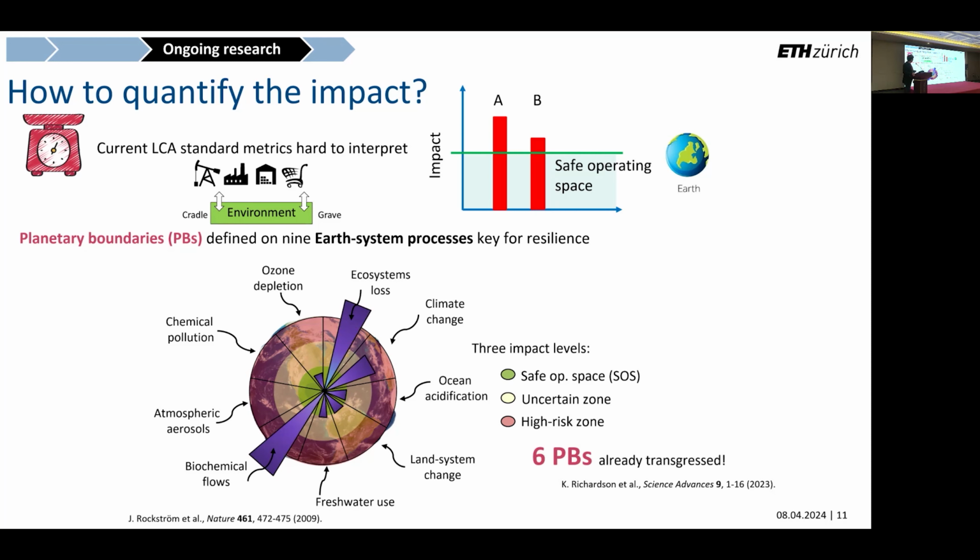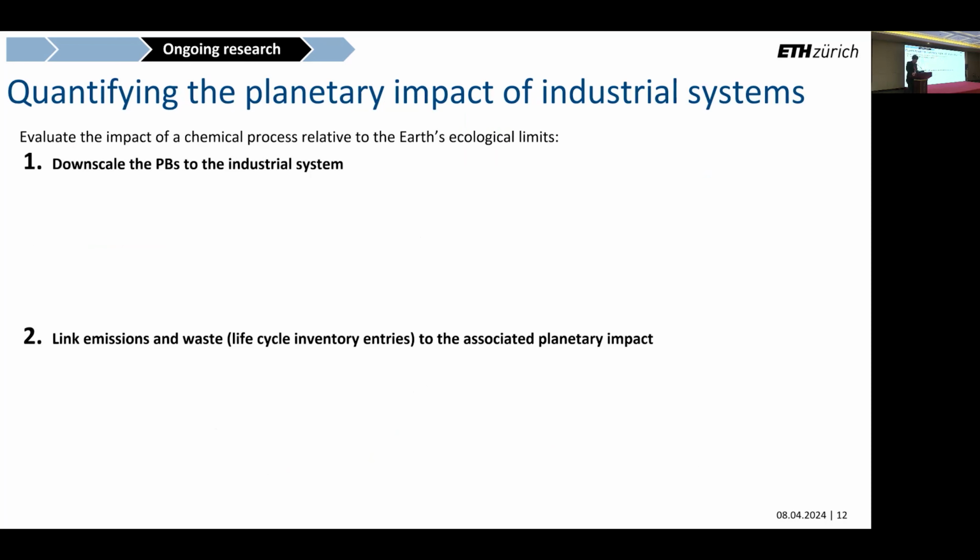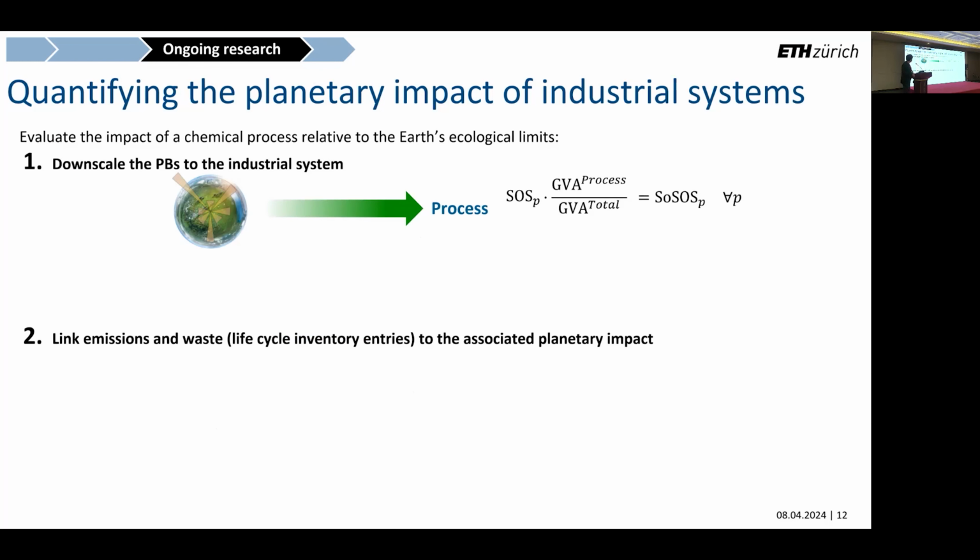This framework was not developed by engineers, rather by environmental scientists. So we have to adjust this approach to be used in the context of engineering. How this is done is by following 2 different steps. The first one is called the downscaling step. You have to take the global ecological budget and assign part of it to the process that you want to investigate. This is an ecological cake that we should share among all anthropogenic activities, and we have to take part of it and assign this share to the process that you want to evaluate.